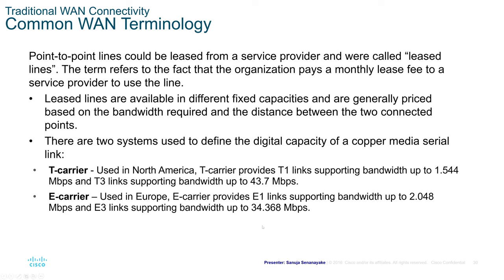So here is some common WAN terminology. Point-to-point lines could be leased from a service provider and were called leased lines. The term refers to the fact that the organization pays a monthly lease fee to a service provider to use those lines. So they are leasing that line for themselves to use, right? The leased lines are available in different fixed capacities and are generally priced based on the bandwidth required and the distance between the two connected points.